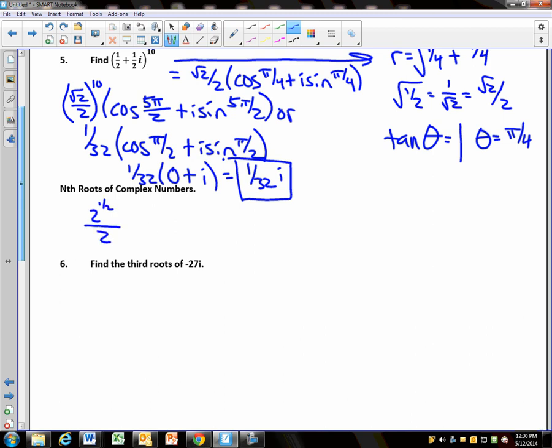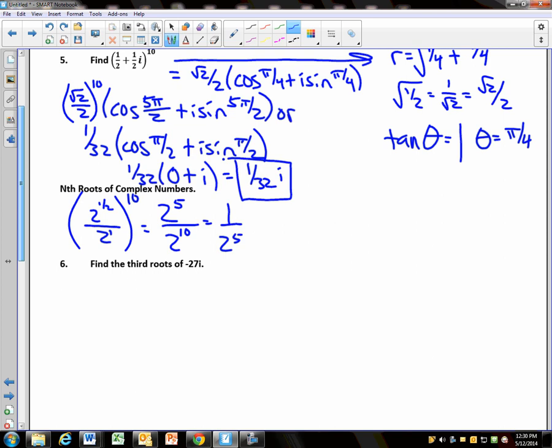Do you agree that the square root of 2 is the same as 2 to the 1/2? We're going to raise that to the 10th power. Power to a power, what do you do? Multiply. 1/2 times 10. It's going to be 5. On the bottom, the power is 1 times 10, 10. 2 to the 5th over 2 to the 10th is 1 over 2 to the 5th. 2 to the 5th is 32. So you got 1 over 32.